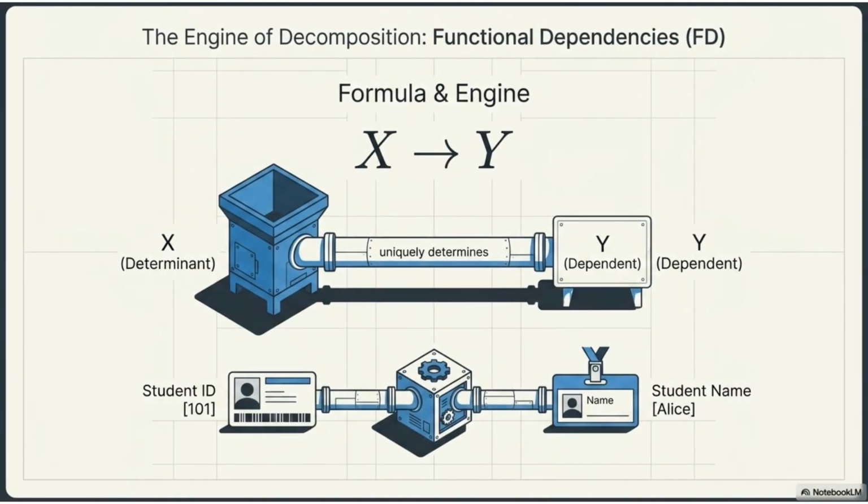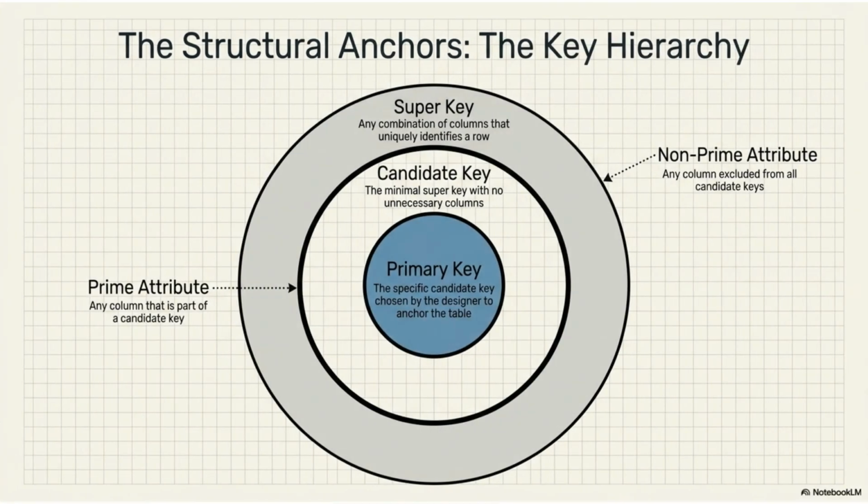Functional dependency is the engine of decomposition. It defines how one attribute, the determinant X, uniquely identifies another attribute, Y. Understanding the key hierarchy is vital. From superkeys and candidate keys to the primary key, these anchors keep our data structures sound.